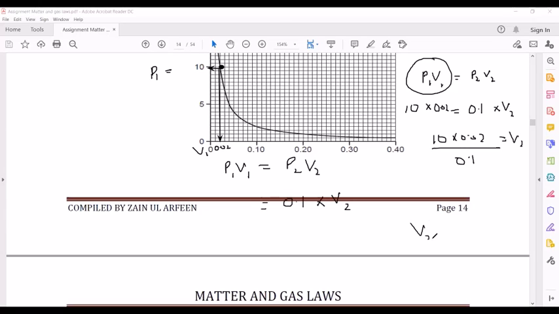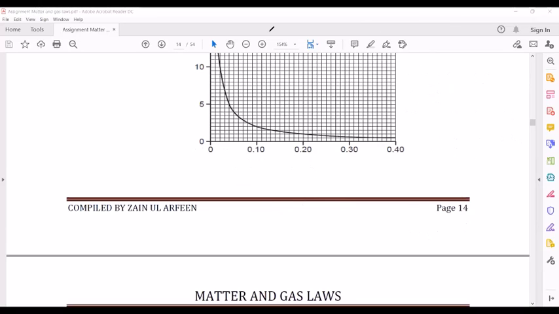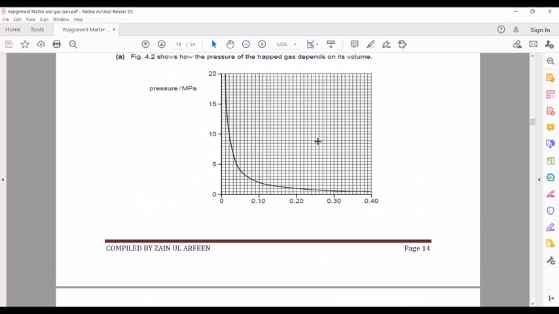So V2, the final, is equal to 2 meter cube. And all of them will give you the same result. It is not depending on what point you are taking. Any point I can take, I'll get the same result. I'll show you this example, because I want to use the formula P1 V1 equals P2 V2.